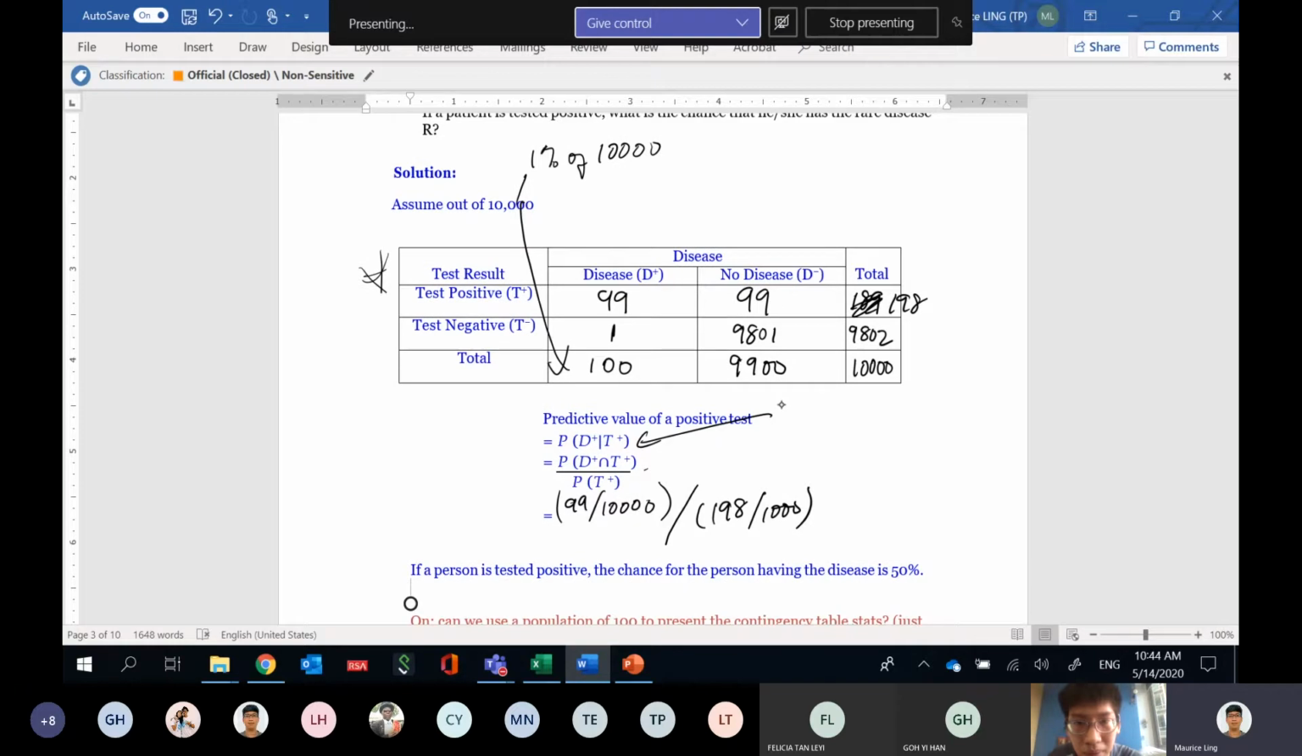It is to say, what is the probability of having the disease, so this is D plus, when the test is positive, so this is T plus. Okay. So that's how you read it. It's given that the test is positive. That's why it's conditional. It's conditioned on the test being positive.